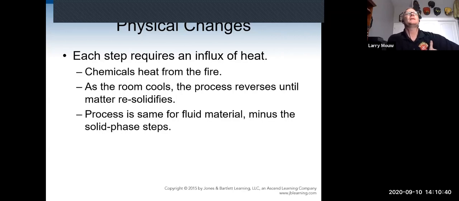So think about the same thing. As things cool, that heat is taken away from them, so that gas is turning back into a liquid, which then, as it continues to cool, turns into a solid. The process is the same for fluid materials minus the solid phase step. So things that aren't going to necessarily turn into a solid, some of your more viscous types of things, we aren't going to see that as often because the temperatures don't get cold enough. They're just going to mainly change between that liquid and gas phase.